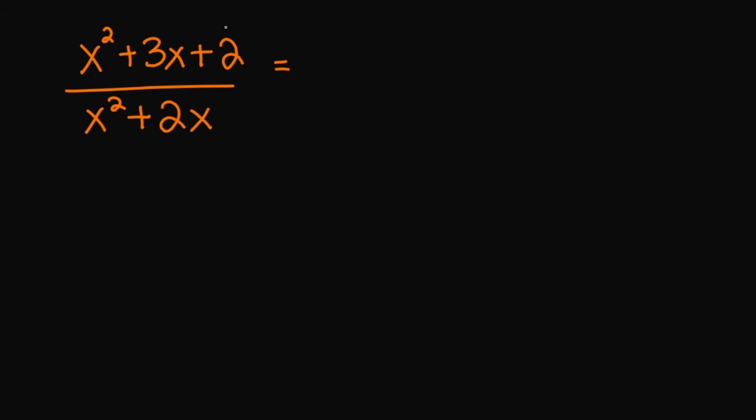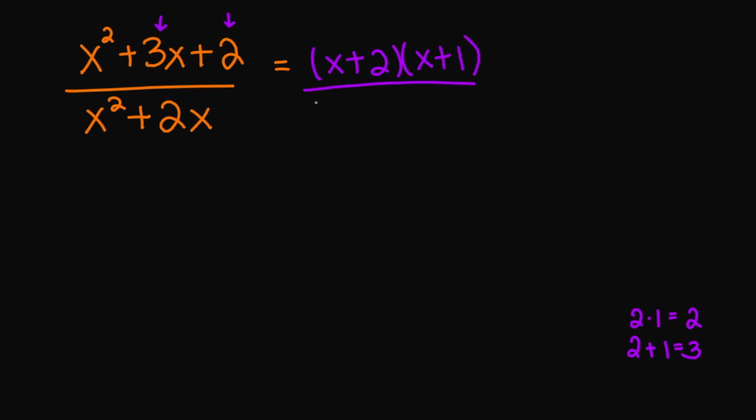Let's look at x squared plus 3x plus 2. And then my denominator we have, let's do x squared plus 2x. So let's factor our numerator. I need two numbers that, when I multiply, give me a 2. Those same two numbers, when I add, have to give me a positive 3. And those numbers are going to be 2 and 1. If I multiply 2 times 1, this is going to give me a positive 2. And if I add 2 plus 1, this is going to give me a positive 3. So I'm going to do x plus 2 times x plus 1 in my numerator.